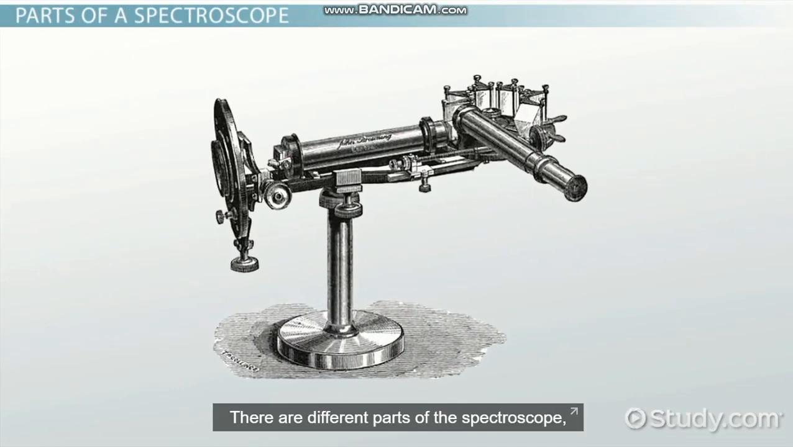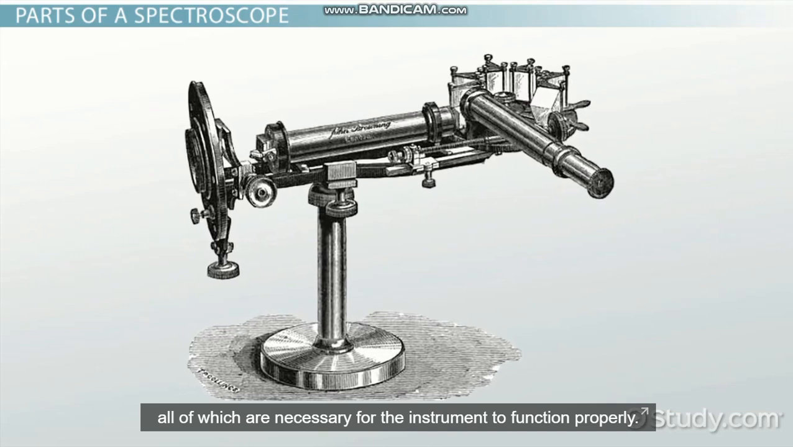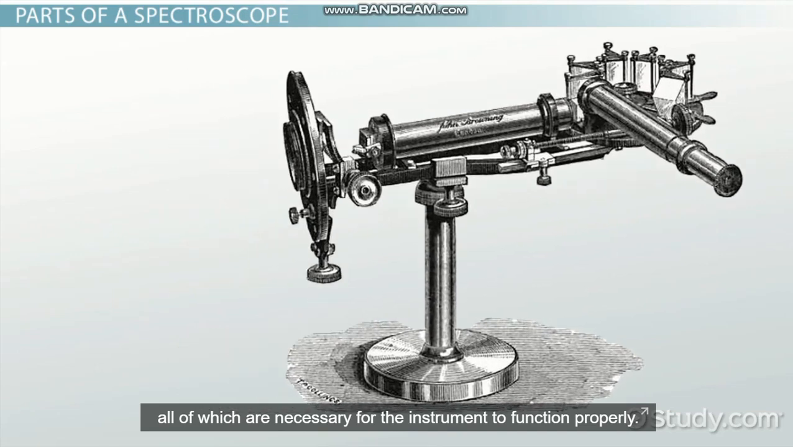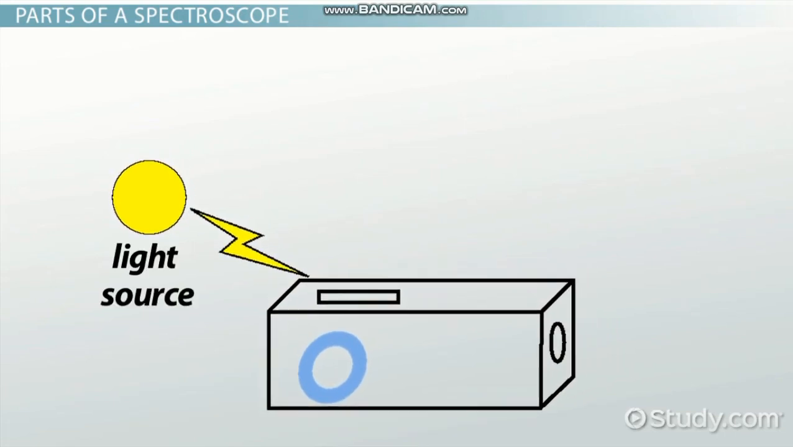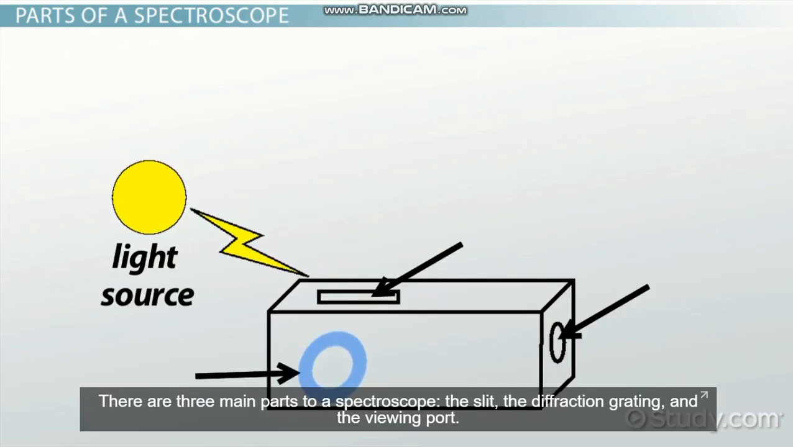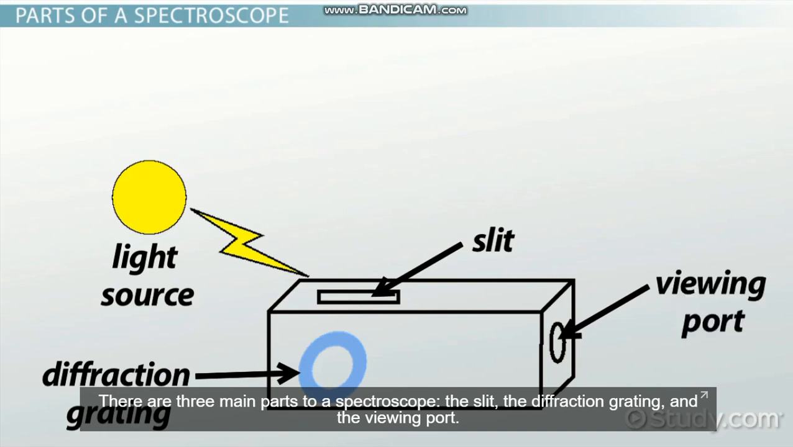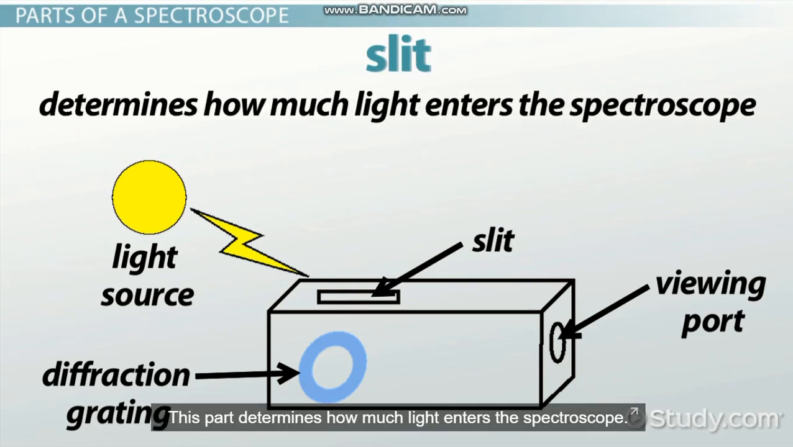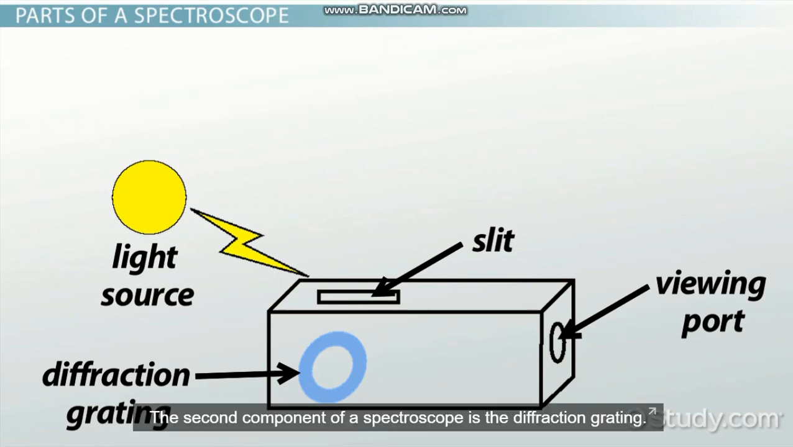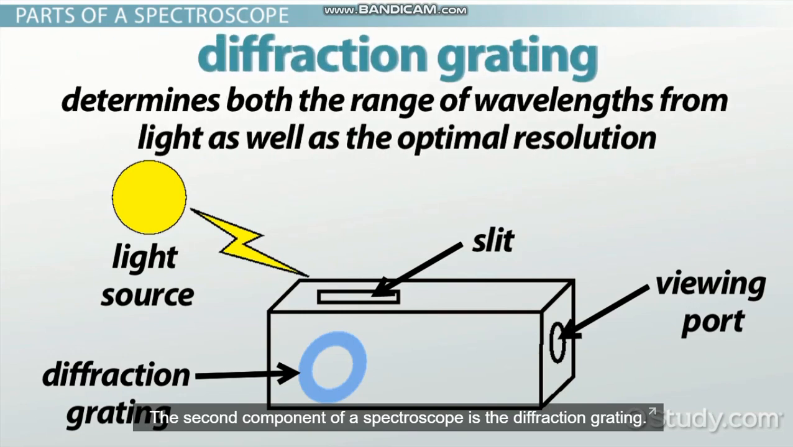There are different parts of the spectroscope, all of which are necessary for the instrument to function properly. Here's an illustration highlighting the main parts of a spectroscope. There are three main parts to a spectroscope: the slit, the diffraction grating, and the viewing port. The slit is the first part of a spectroscope. This part determines how much light enters the spectroscope. The second component of a spectroscope is the diffraction grating.